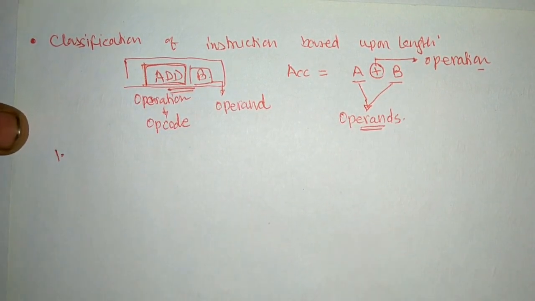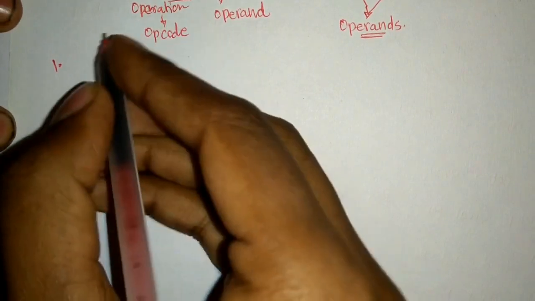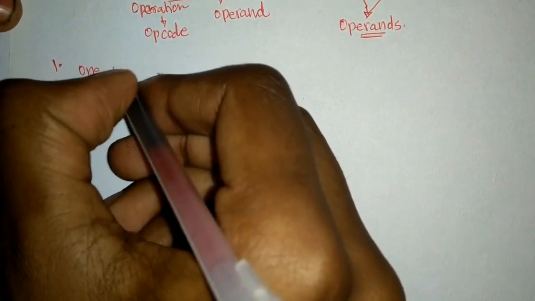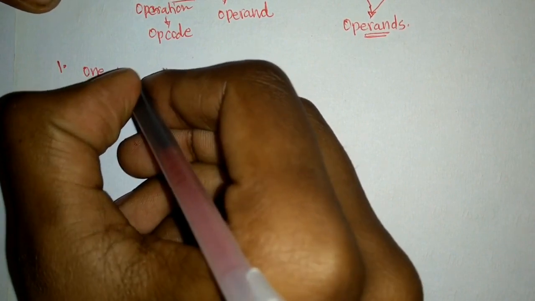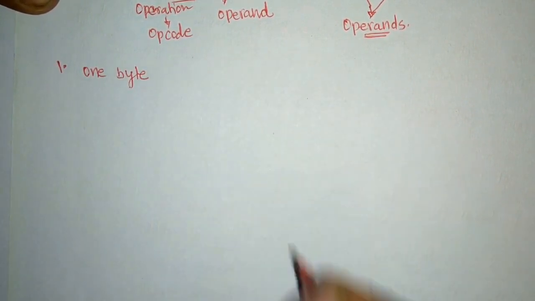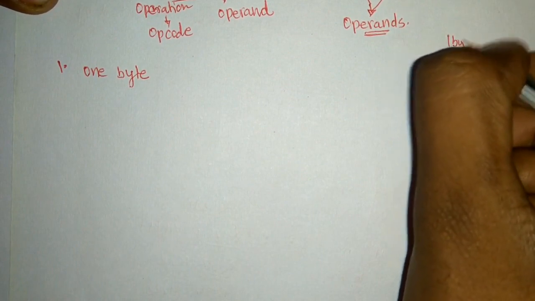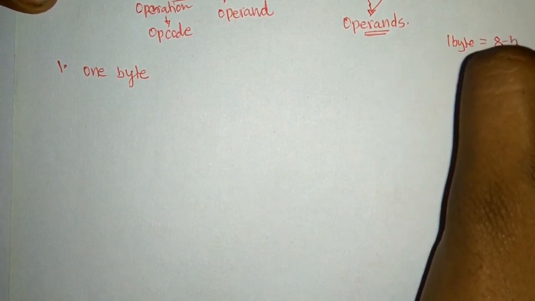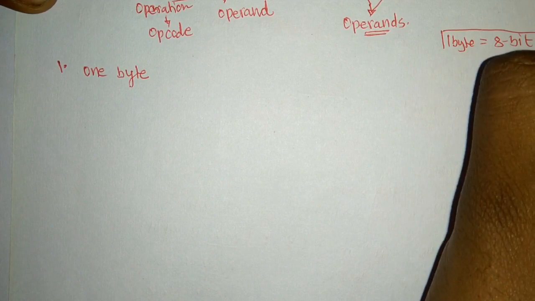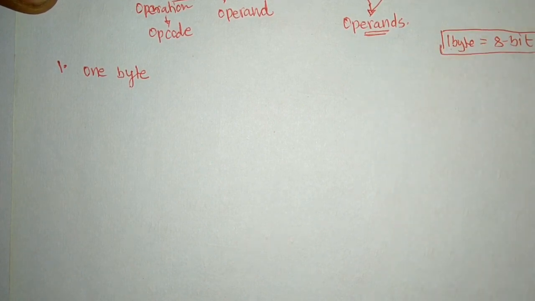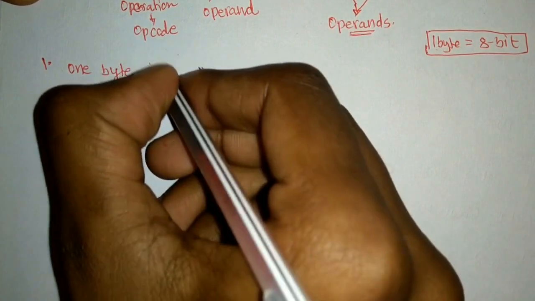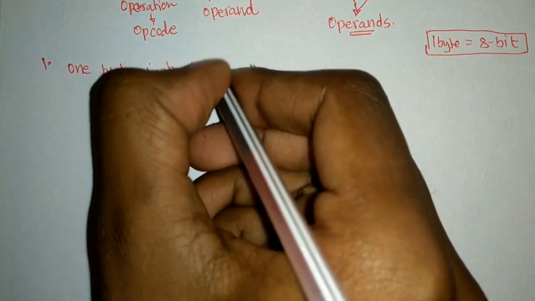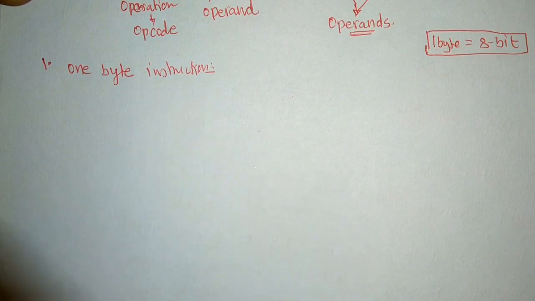Category number 1 is called a 1 byte instruction, not 1 bit. There is a difference between bit and byte. 1 byte is equal to 8 bits, right? You must be knowing that. 1 register can hold 1 byte, because it can hold 8 bits. So what is a 1 byte instruction? A 1 byte instruction means I am giving only a single byte to it.